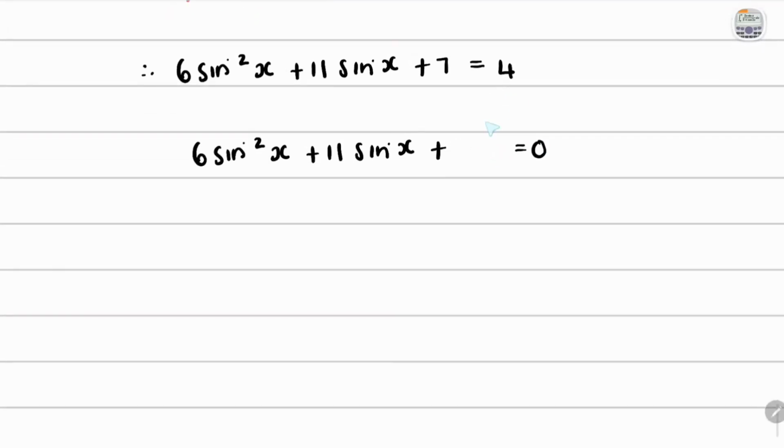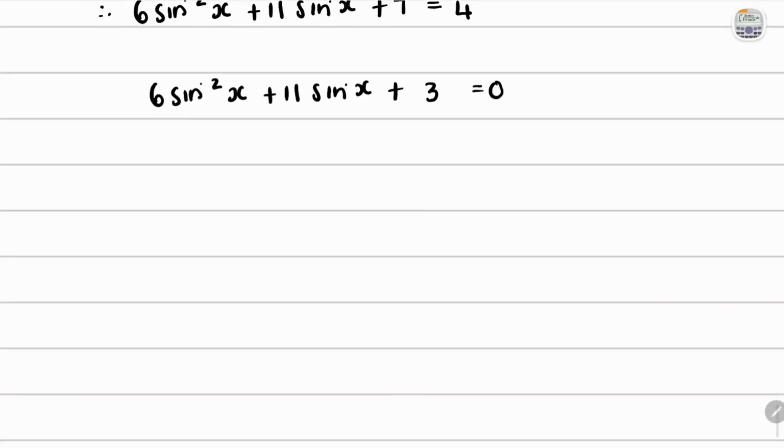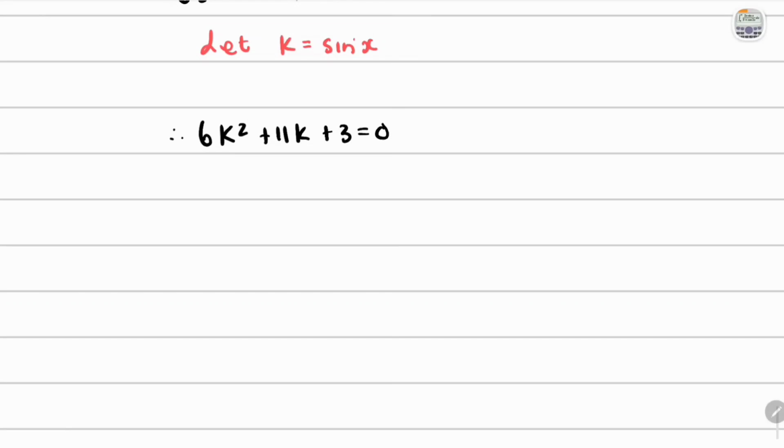When that comes over, it's 7 minus 4, which is 3. Okay, so here's the thing. If this is too intimidating, what you can do is let k be equal to sine x, which is what keeps repeating. Sine squared x, sine x is repeated. And when you do that, look at what your equation ends up looking like. It'll say 6, and we have sine squared x, so that is k squared, plus 11 sine x, so that's k plus 3. And you just have a trinomial, and you have to factorize this.